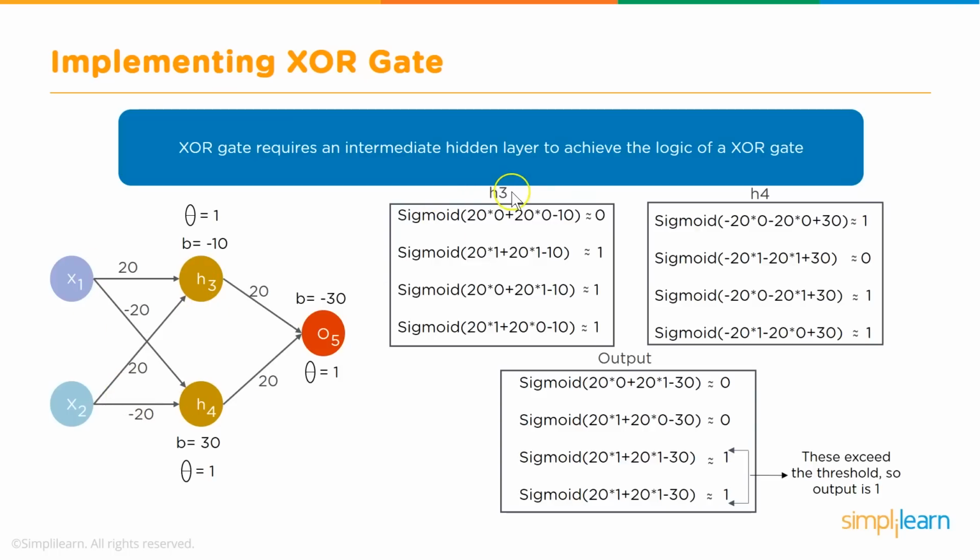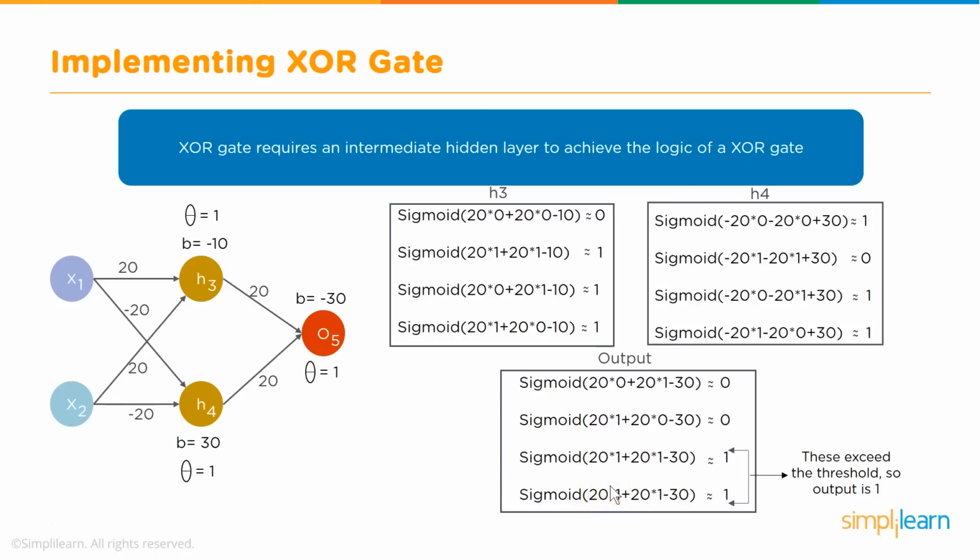You will see here that for H3 the input is 0 1 1 1, and for H4 it is 1 0 1 1. And if you now look at the final output, where the threshold is taken as 1, if we use a sigmoid with the threshold 1, you will see that in these two cases it is 0, and in the last two cases it is 1. So this is the implementation of XOR.